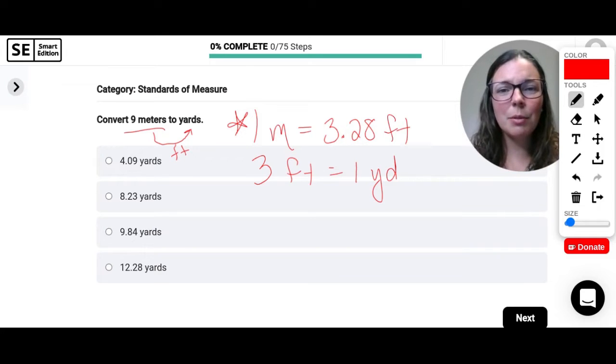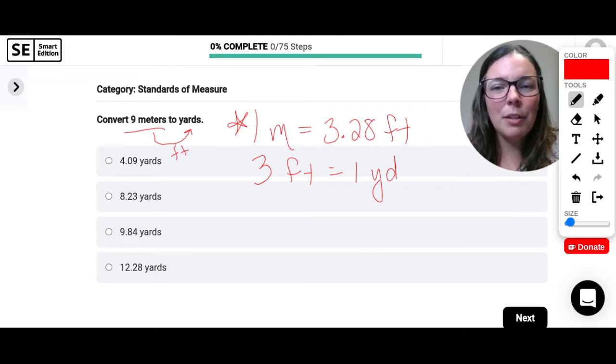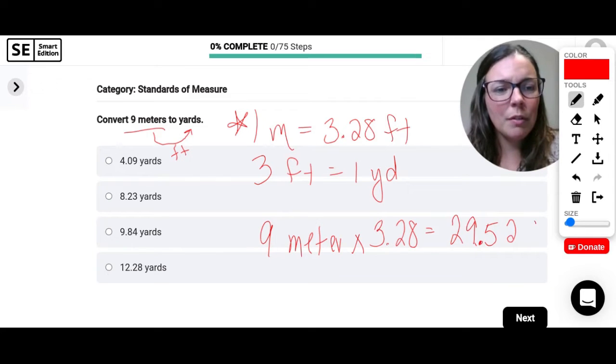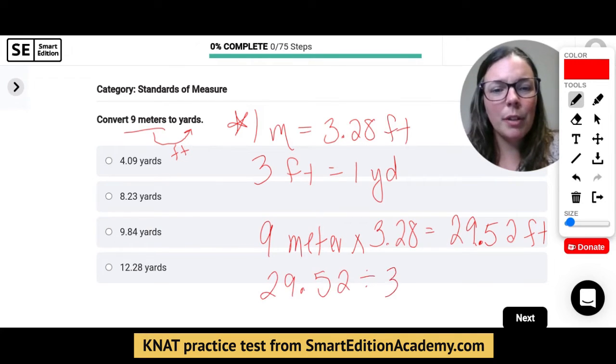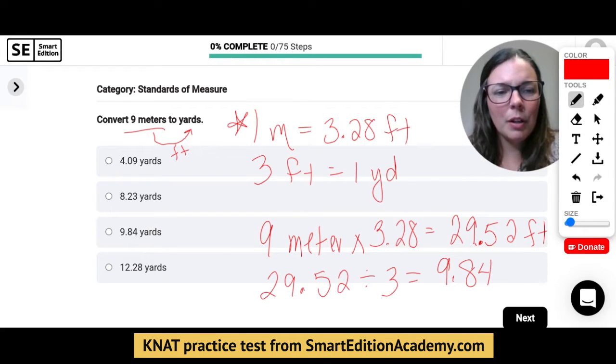1 meter is equal to 3.28 feet. So 9 meters is equal to how many feet? We're going to take the 9 meters and multiply by 3.28. This is going to tell me how many feet are in 9 meters. When we multiply, we get 29.52 feet. There are 3 feet in 1 yard, so we have to take the 29.52 and divide by 3. When we do that, we get about 9.84 yards.